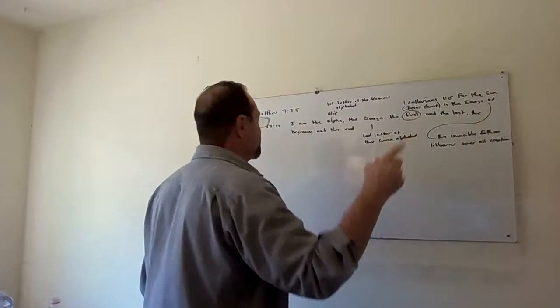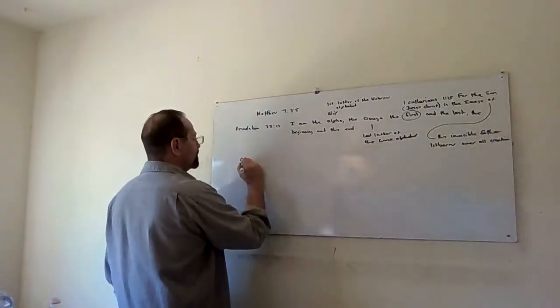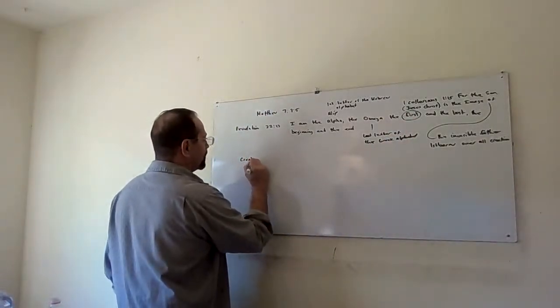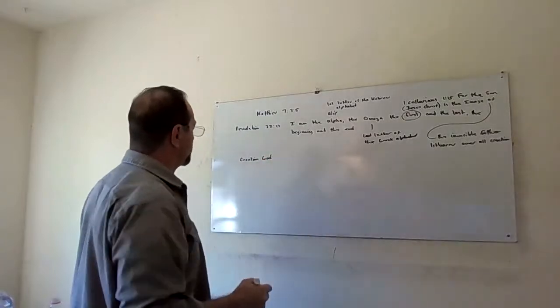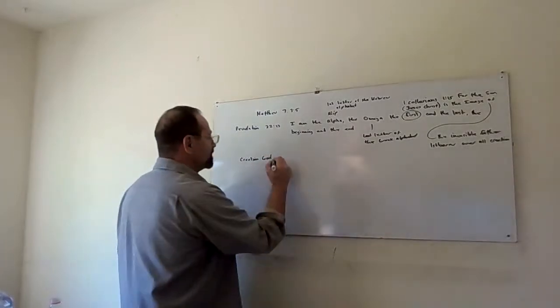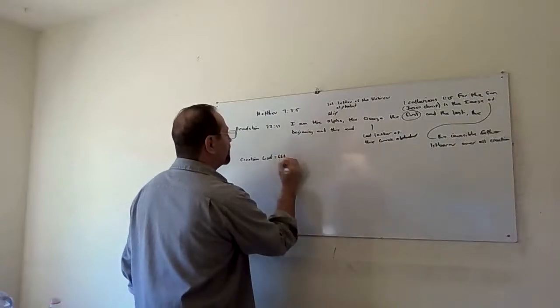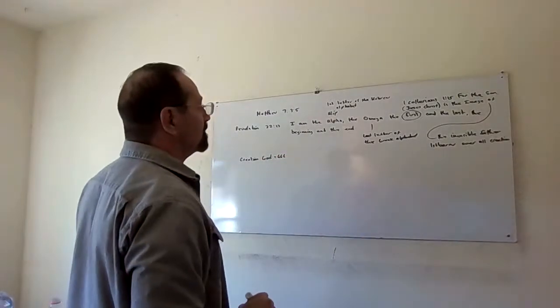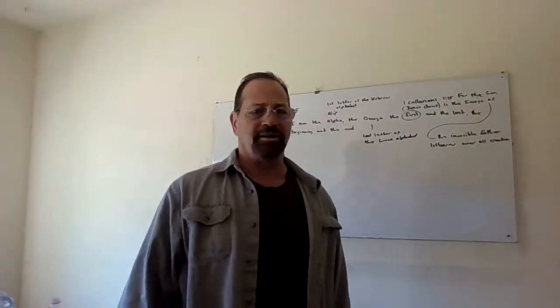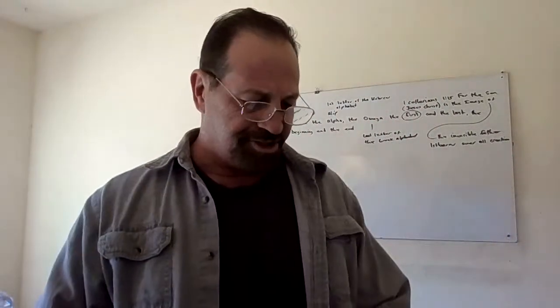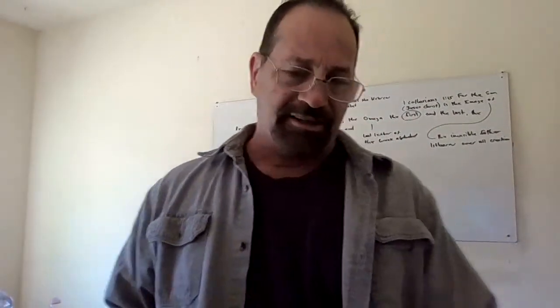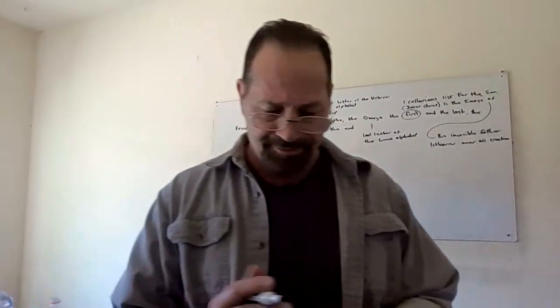Okay, also make note here that creation God equals 666. What? Creation God makes 666. I'd like to touch a little bit here.